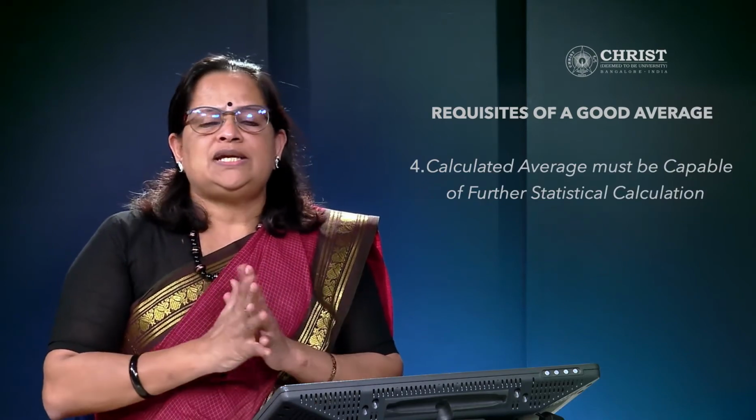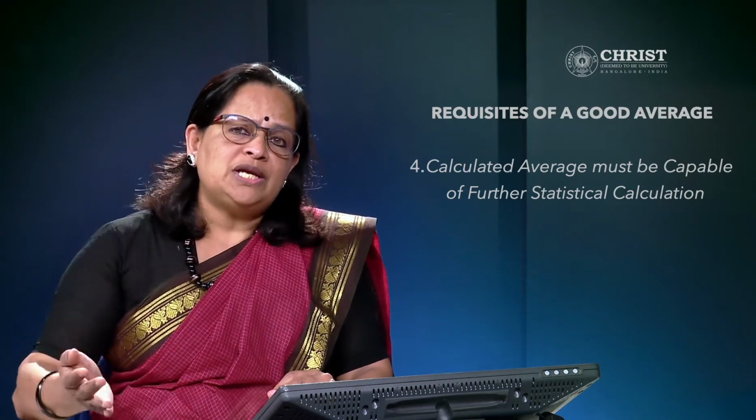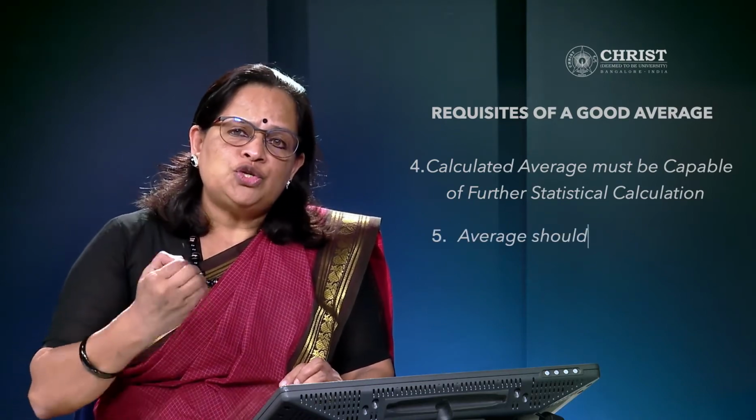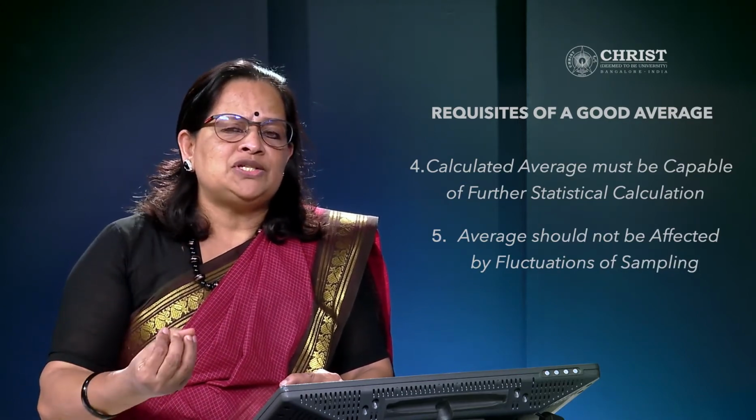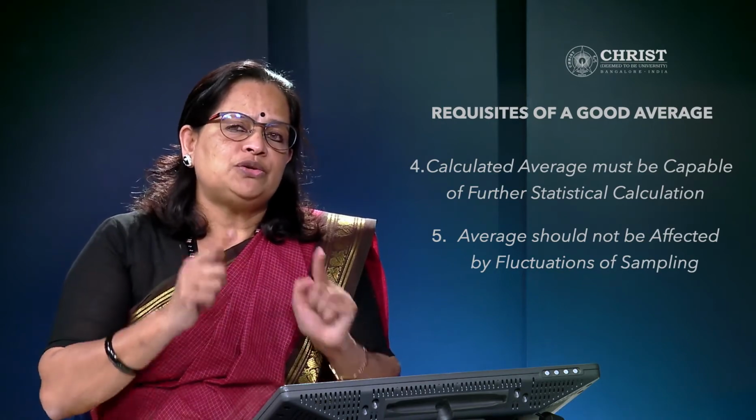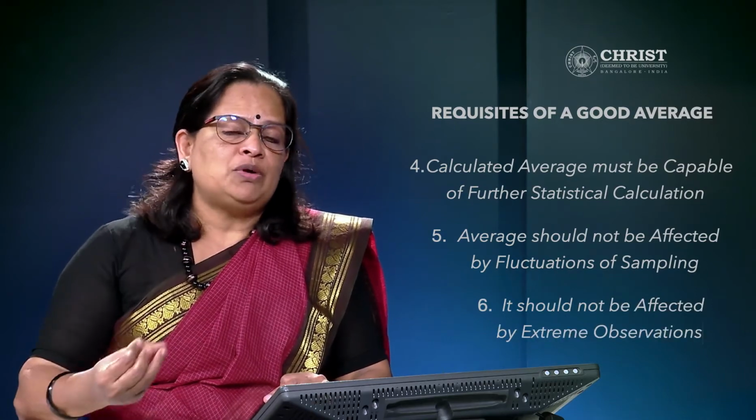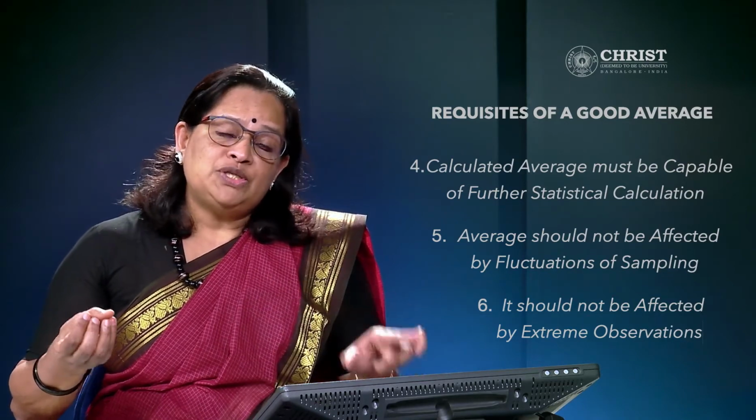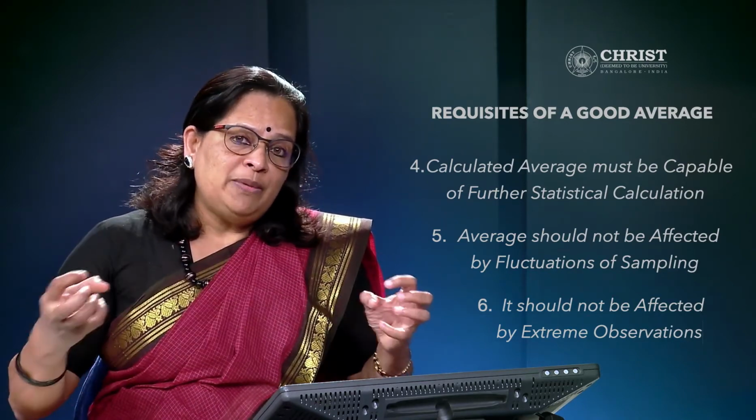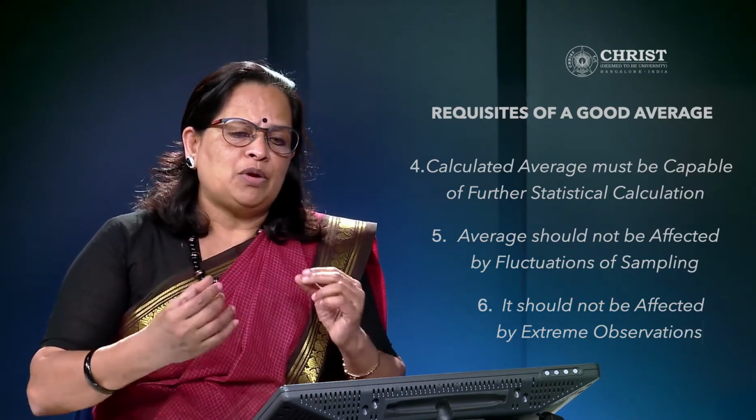Now, the calculated average must be capable of further statistical calculation. I told you we are using these averages for further computations, such as correlation, regression and skewness. The average should not be affected by fluctuations of sampling; we have learned that sampling has some inherent limitations, and that should not affect the computed value of the average. Next, it should not be affected by extreme observations. In the marks of students in a class, some students get 100 out of 100, but some get 20. The average should not be affected by such extremes, and all the values should be considered. Then we will get a proper average.